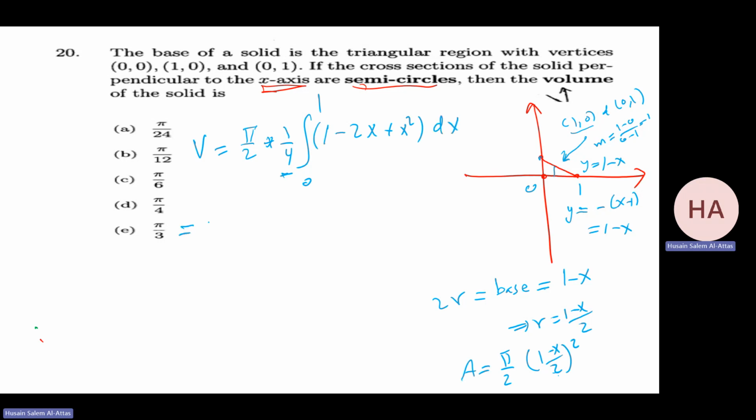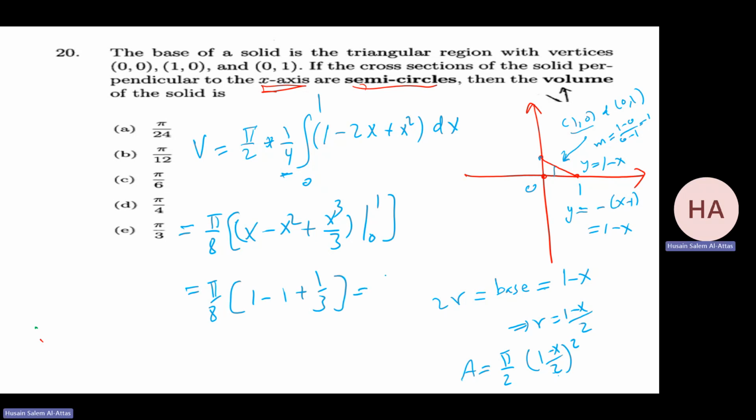That gives me pi over 8 times x minus x squared plus x cubed over 3 from 0 to 1. That gives me pi over 8 times (1 minus 1 plus 1 over 3). That gives me pi over 24. So this is my answer.